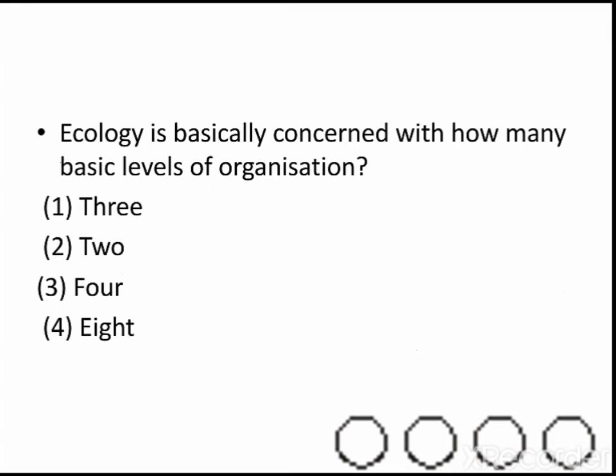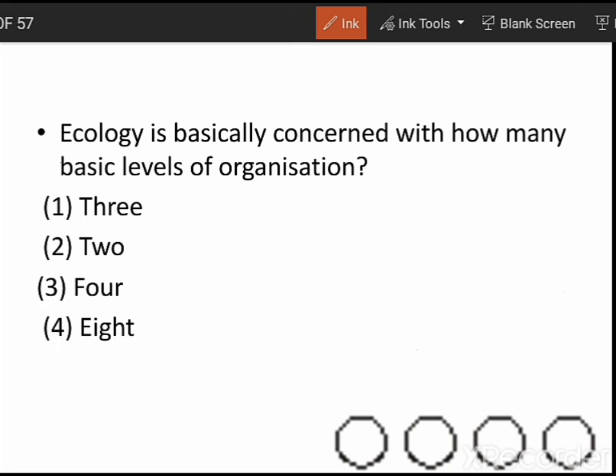Ecology is basically concerned with how many basic levels of organization? 3, 2, 4 and 8. So how many basic levels is asked? If you could recollect, we have studied that we have organisms, population, next one was community and the last one was biome. So we are having 4 levels of organization. So again the answer is 3.